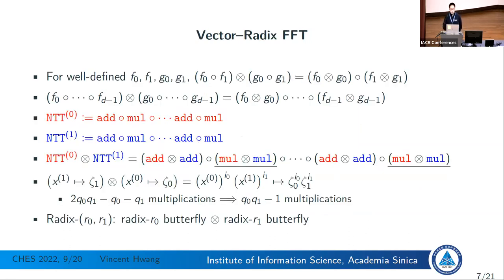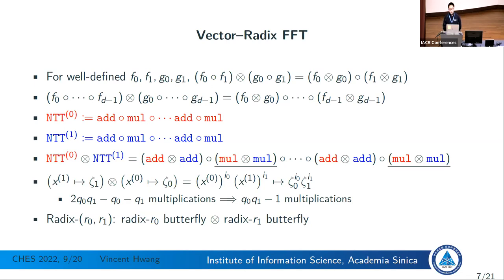The second FFT is vector-radix FFT, and it can be explained with the language of tensor products. Recall that if we have a tensor product of compositions of functions, then it can be rewritten as a composition of several tensor products. We now apply the idea to computing the tensor product of NTTs. So we first decompose each of the NTTs into a sequence of multiplication stages and addition stages. Then we apply the idea by grouping the multiplication stages together.